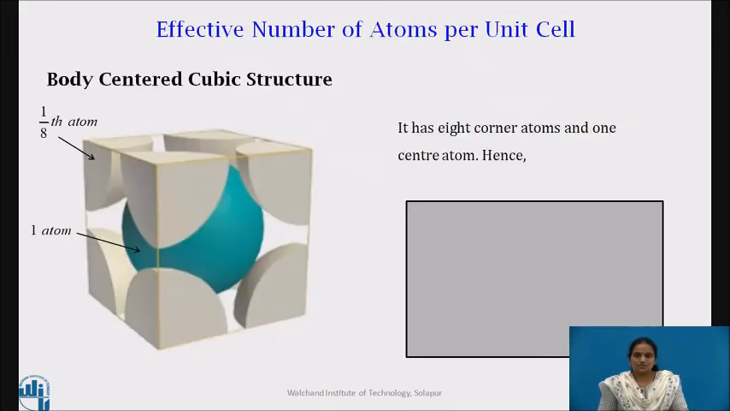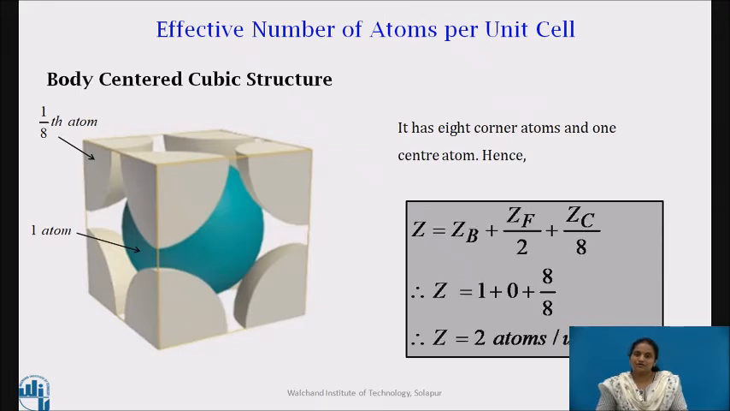Now for body centered cubic cell, it has 8 lattice points at the 8 corners of the cube and 1 lattice point at the center within the cell. Therefore, there are no points in the face. An atom at the lattice point within the cell belongs completely to the cell, and atoms at the corners of the cell contribute 1/8 each as shown in the figure here. The effective number of atoms per BCC cell is then 1 plus 0 plus 1, which is equal to 2 atoms per unit cell.